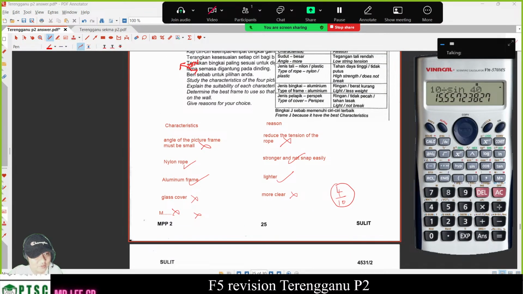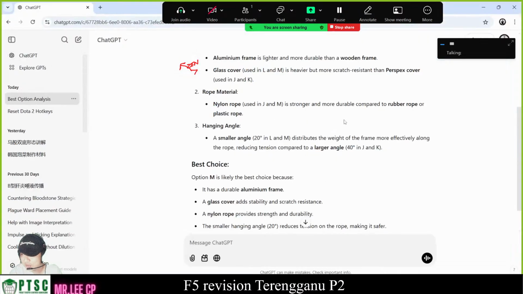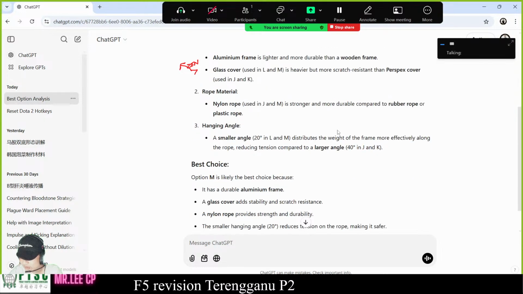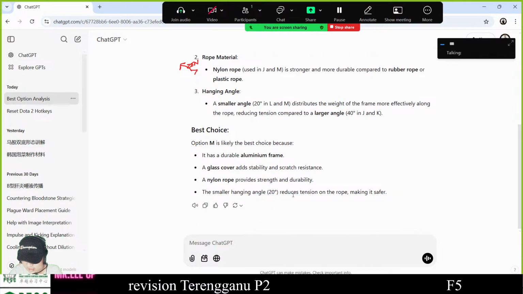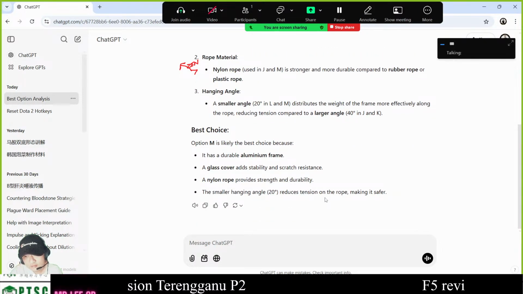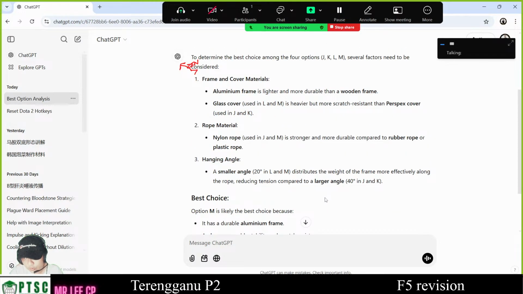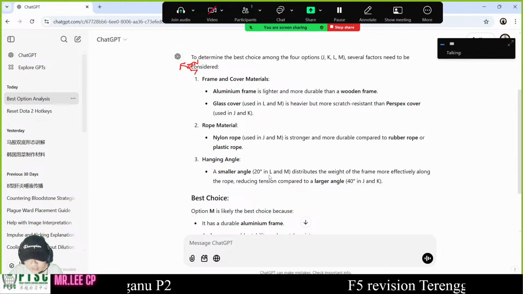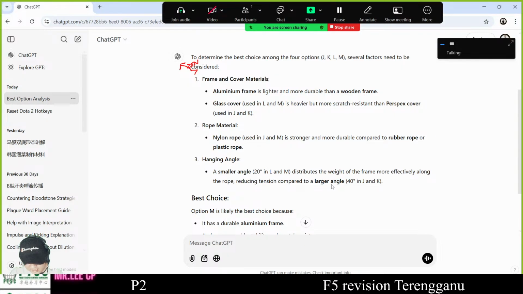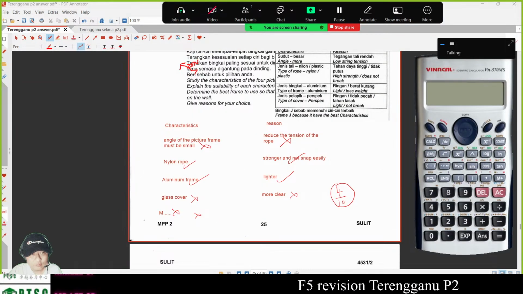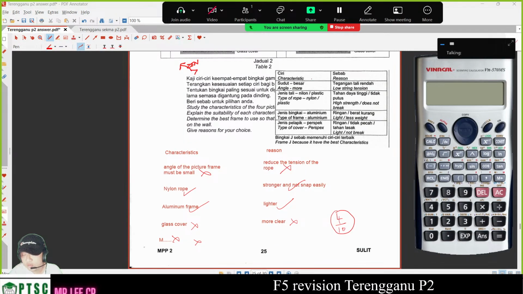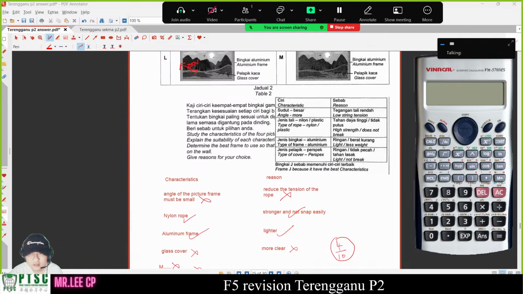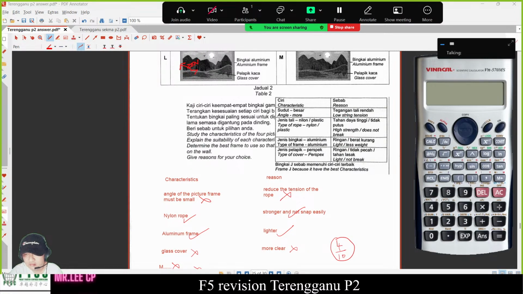Even this one, I told you this one, right? I show you this one also. This one also is telling you it is a smaller angle. The smaller angle reduces the tension. Bigger, it will give you the bigger tension, right? You see, 20 degree, it is lesser tension. So if the anchor is big, it will give you big tension. But this one, anchor big, it gives you low string tension. Not correct. This one is not correct.